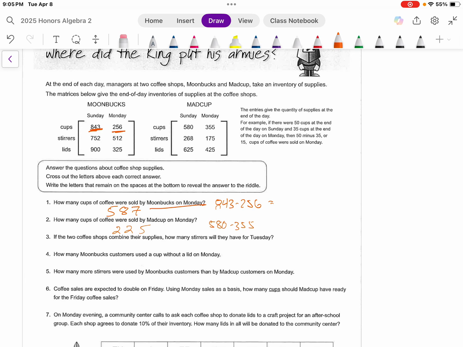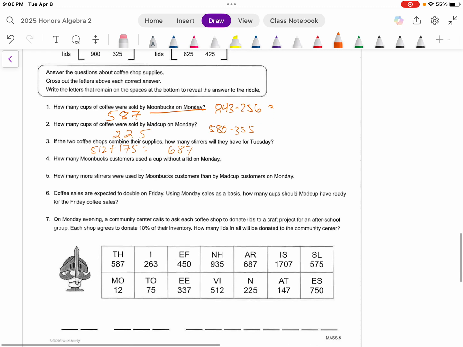If the two coffee shops were to combine their supplies, how many stirrers will they have for Tuesday? All right. Well, we would take both of the ending counts. We would say, okay, let's take 512 plus 175, and that gives me 687. So again, the rest of that you can go ahead and practice, but I just want to give a little bit of start there.